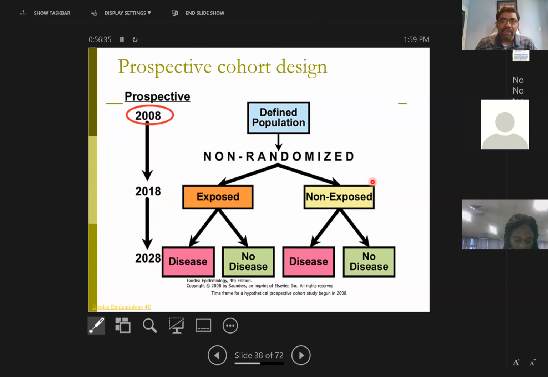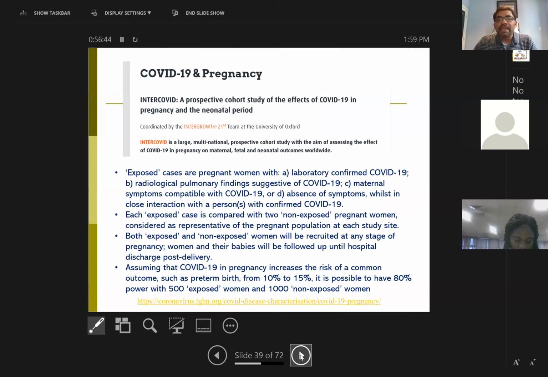That's prospective, right? So the Framingham Heart Study is a prospective study that started in 1948 that is still happening right now. Right, here is an example of a prospective cohort study on COVID-19 that has already started. Big study by the Oxford University. Large multinational prospective cohort study with the aim of assessing the effect of COVID-19 on pregnancy, on maternal, fetal, and neonatal outcomes worldwide. This study has already begun. It's going to be a large study with over 500 exposed women and 5,000 non-exposed women.